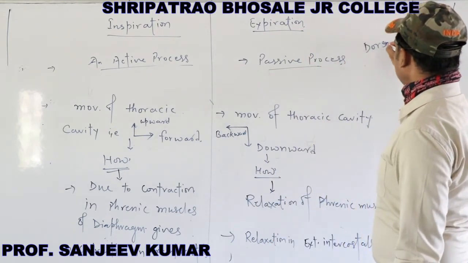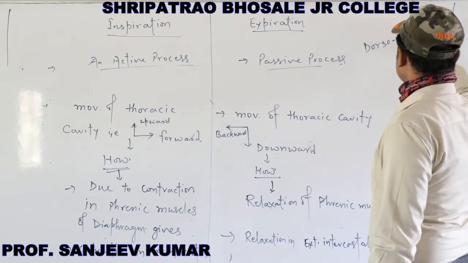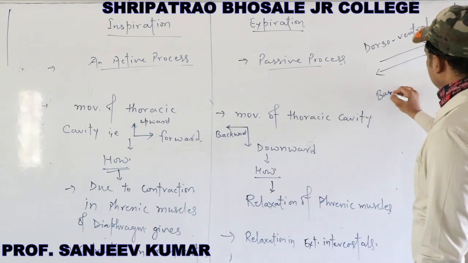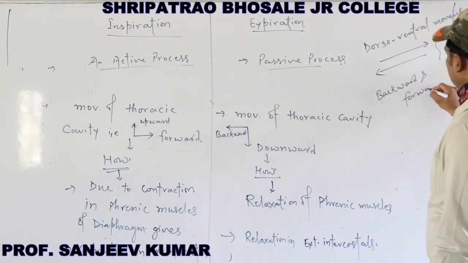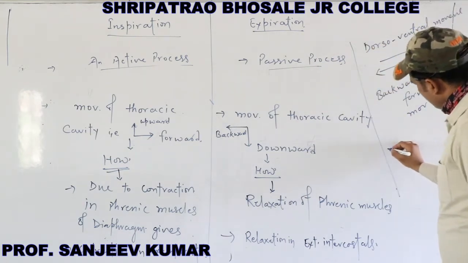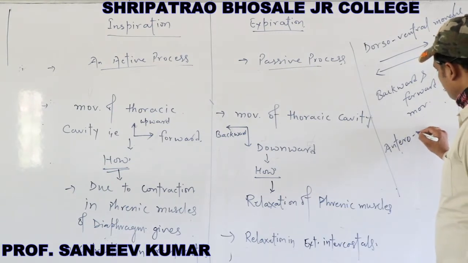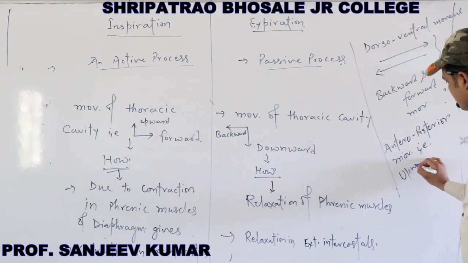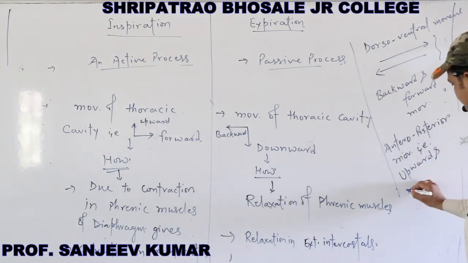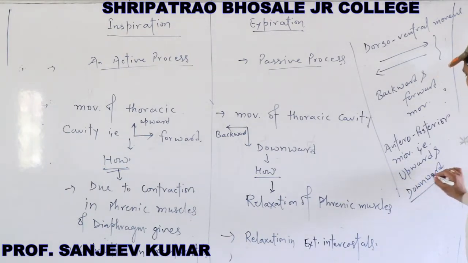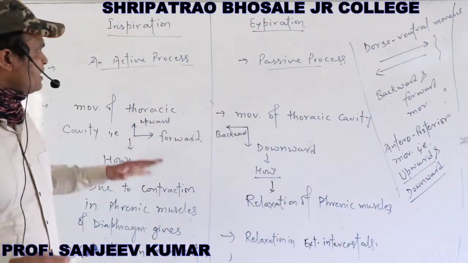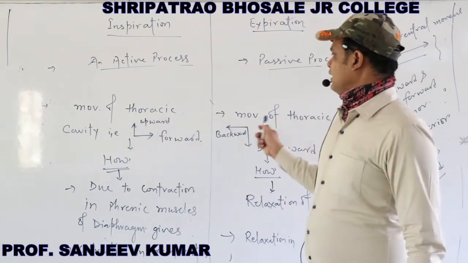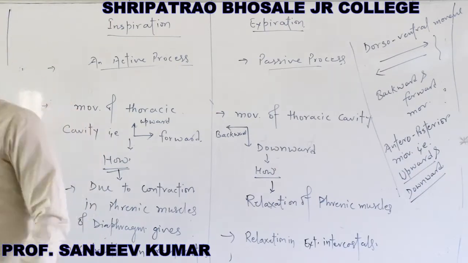I already discussed the two types of movement. One is dorsoventral movement, that is backward and forward, as well as anteroposterior movement, that is upward and downward. These two are responsible for the movement of the thoracic cavity in those directions. Okay.